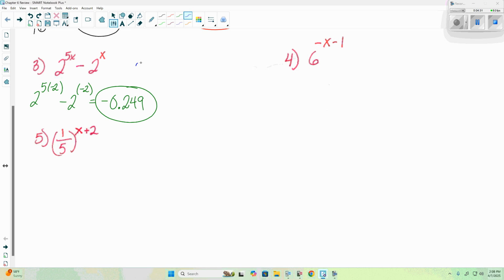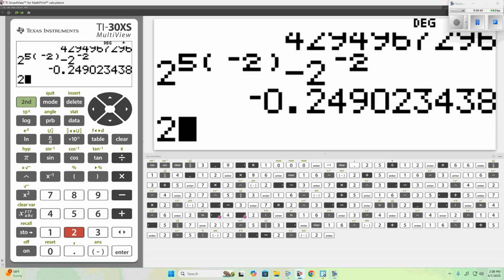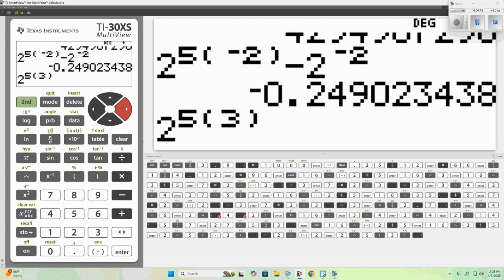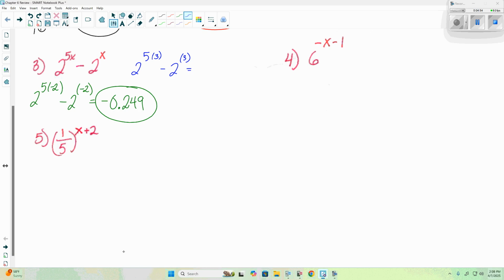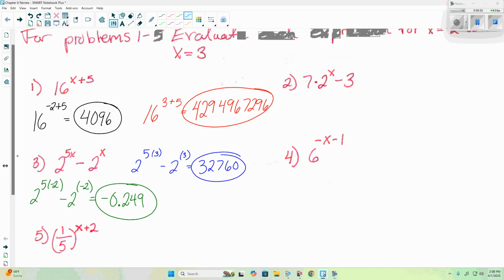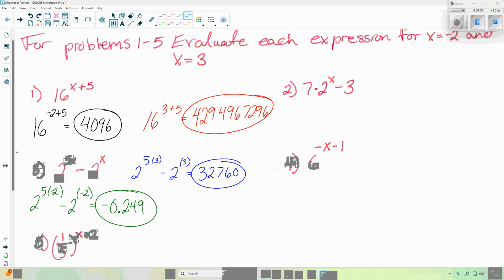So when x is 3, we'd have 2 to the 5 times 3 minus 2 to the 3rd. Again, I'd grab the calculator, say 2 to the 5 times 3 minus 2 to the 3rd. It's 32,760. Questions on 1 through 5? We feel good with 1 through 5.